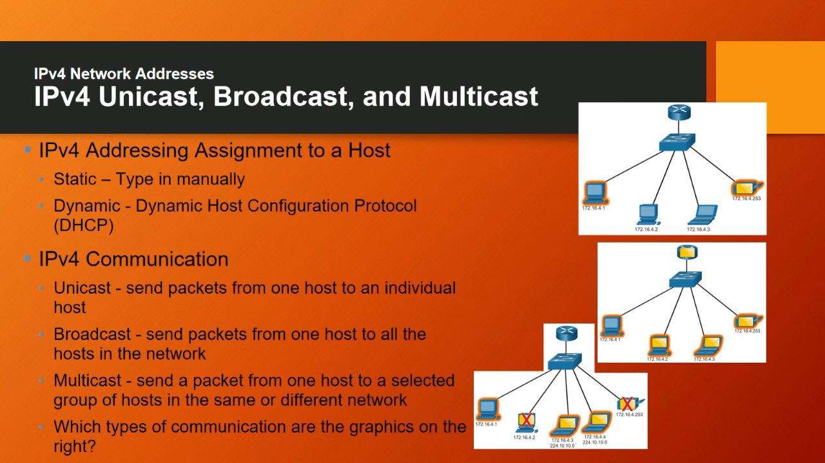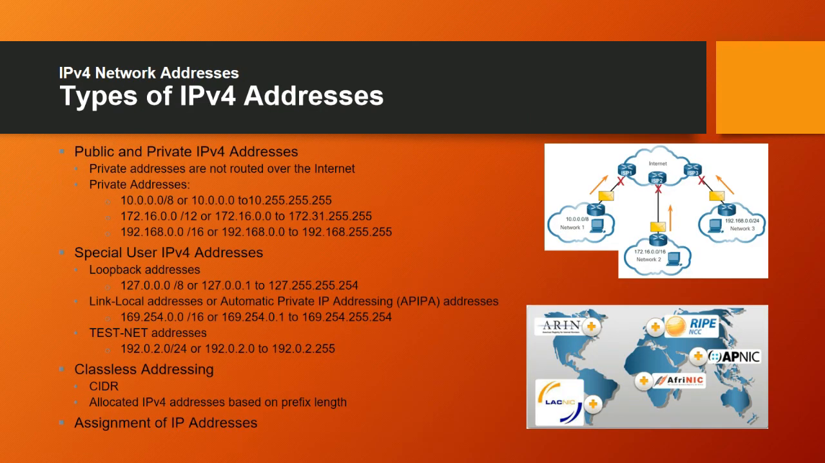Which types of communication are the graphics on the right? Let me guess: the first figure may look like Dynamic Host Configuration Protocol. The second figure or graphic, I guess, is broadcast. And the last graphic is multicast. As I understand, it is a selected group of hosts in different networks. Let's go on to the types of IPv4 addresses.